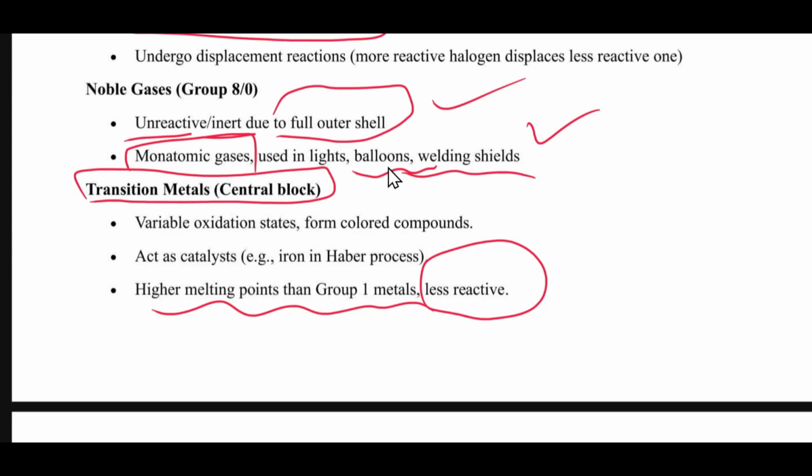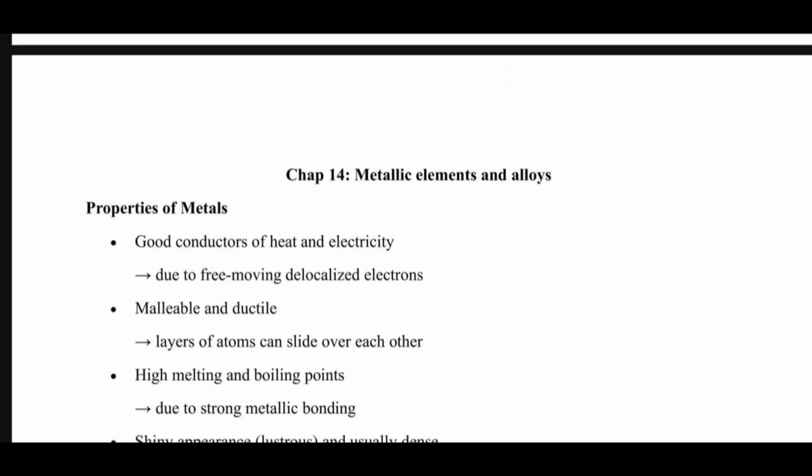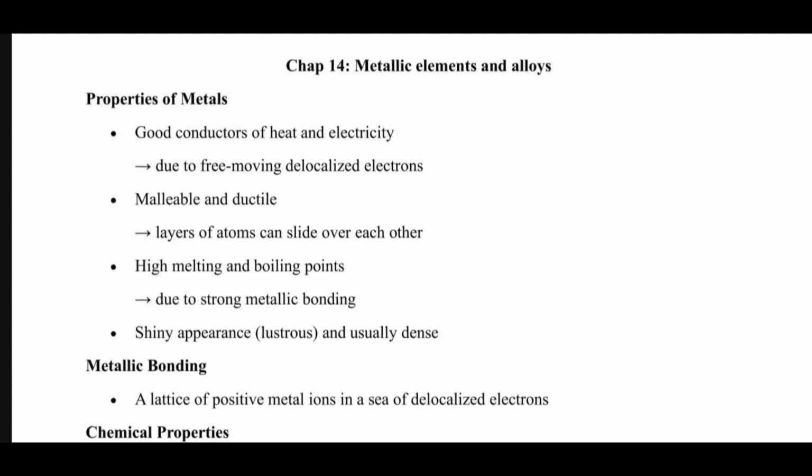For example, in the Haber process, the catalyst we use is iron. In the contact process, vanadium oxide, and vanadium is actually a transition metal. So most of the catalysts that are used in different chemical reactions are actually transition metals or their oxides. I hope these points are clear to you. Now let's come toward chapter 14, the most important topic and the most important concept you have to remember from chapter 14. Let's see what you have to remember. First of all, you have to remember the properties of metals.